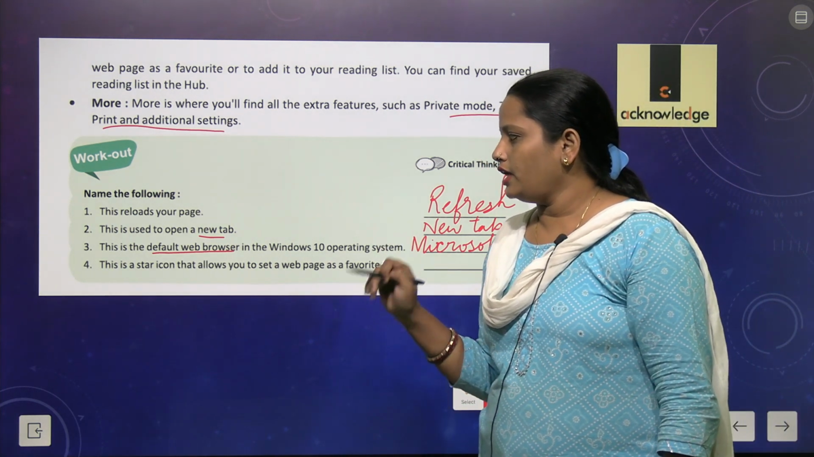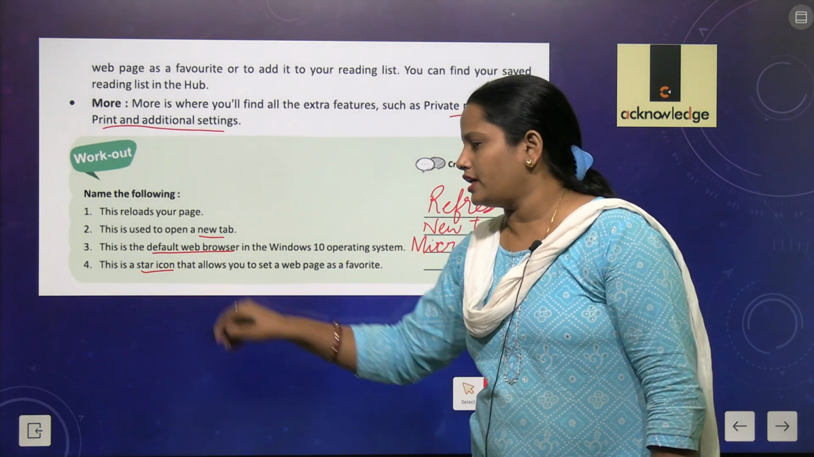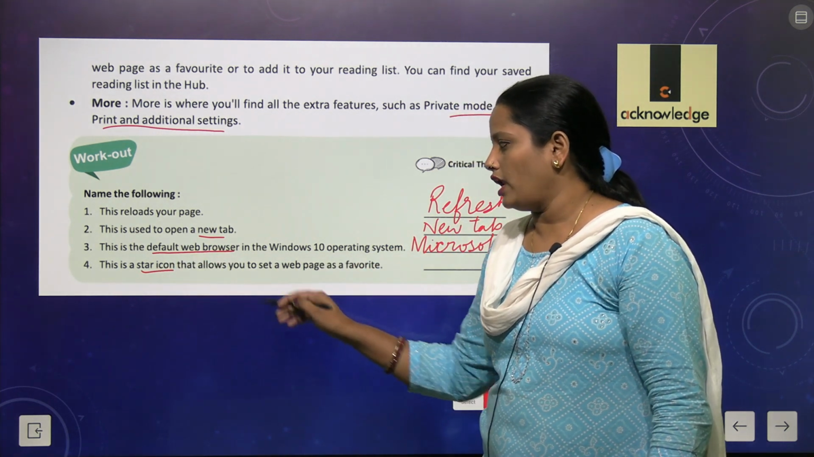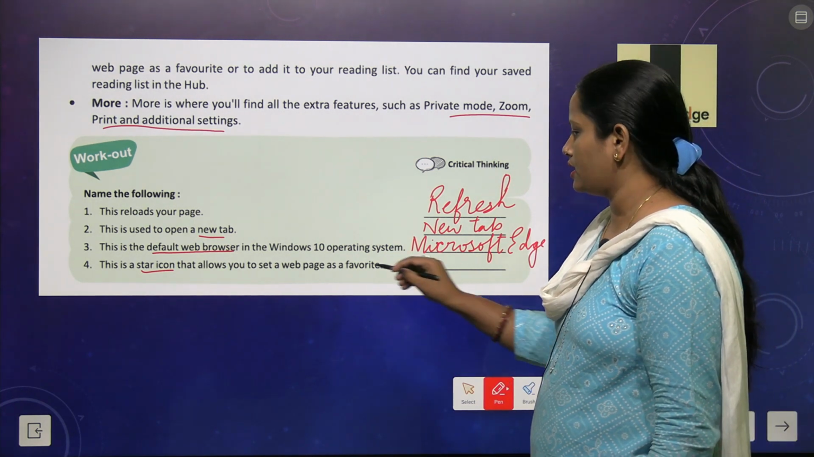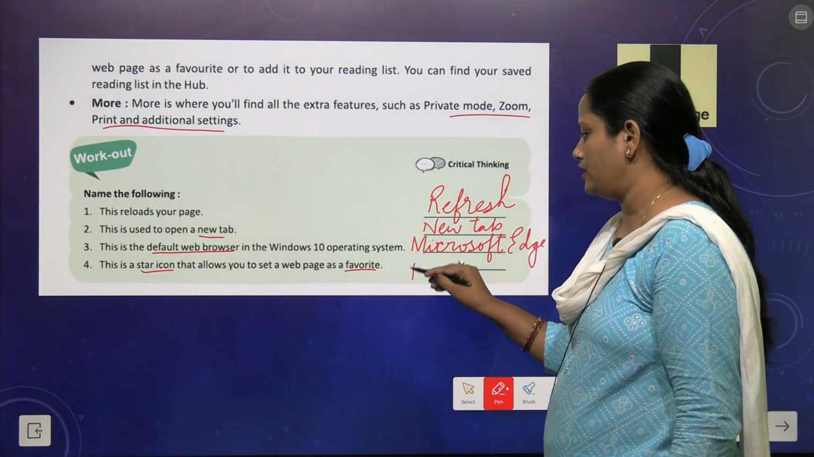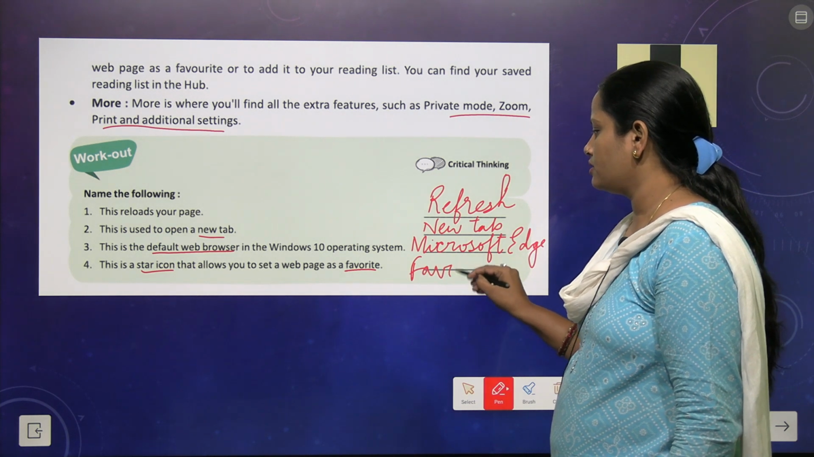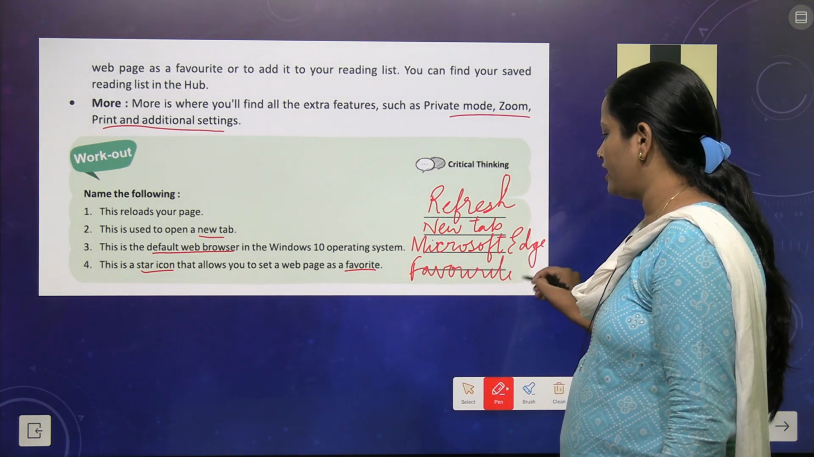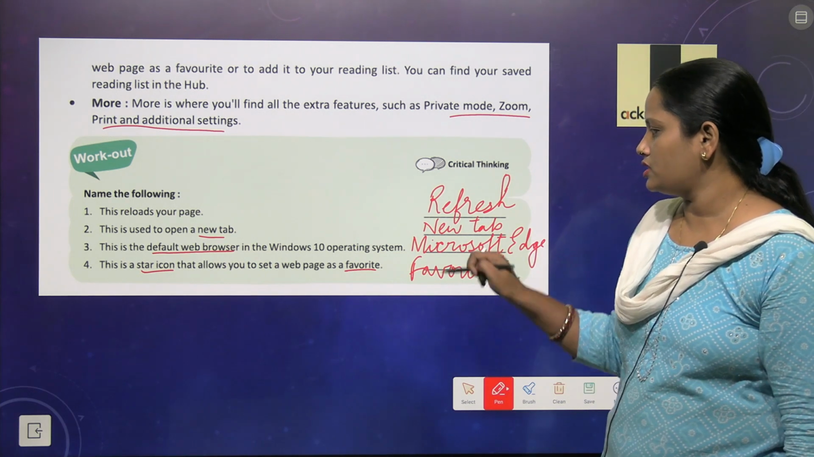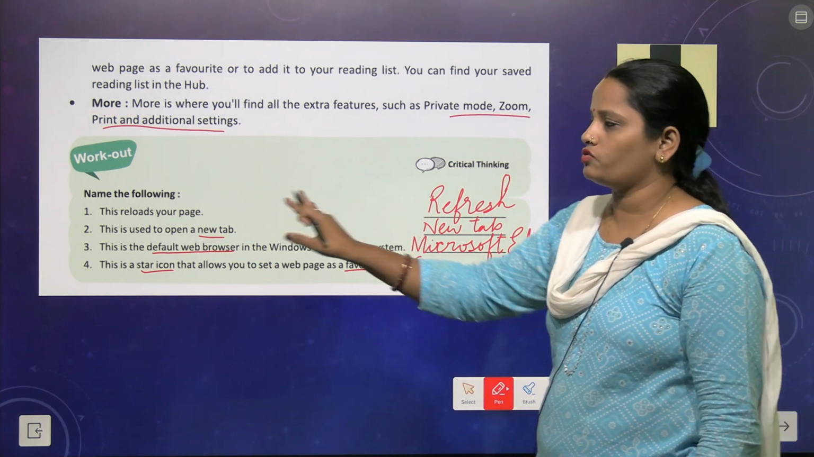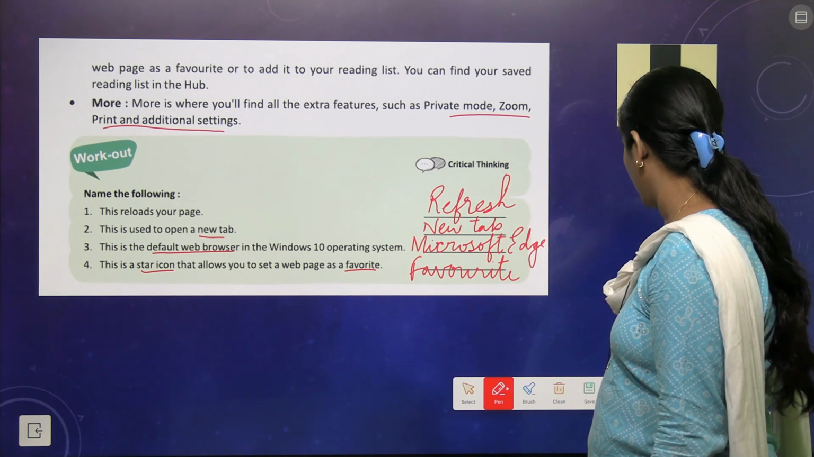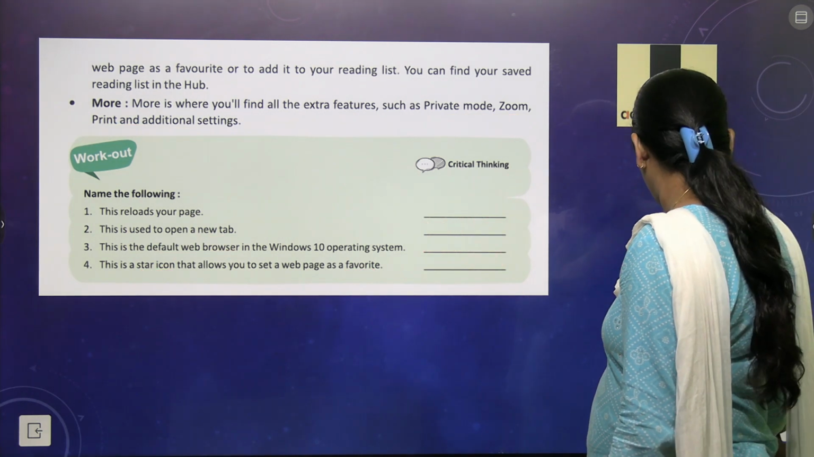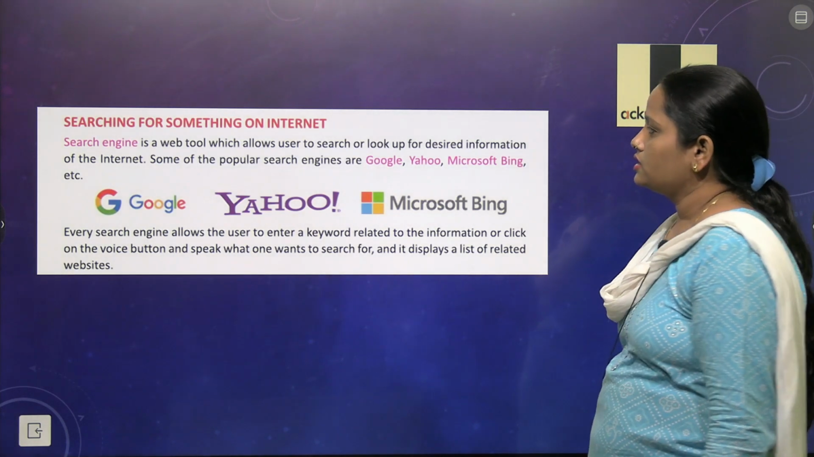Next, this is a star icon that allows you to set a web page as your favorite. Yes, the correct answer is in the question only: favorite. So we have to click on this button. These buttons are used for doing all these tasks. Okay, you all were very good in answering. Let's come to the next slide.